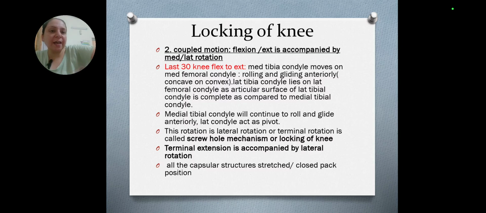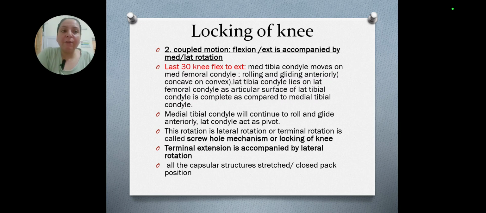Let me go through this again. In the last 30 degrees of flexion to extension, the medial tibial condyle moves on the medial femoral condyle, rolling and gliding anteriorly, concave on convex. The lateral tibial condyle lies on the lateral femoral condyle, as the articular surface of the lateral tibial condyle is complete as compared to the medial tibial condyle.